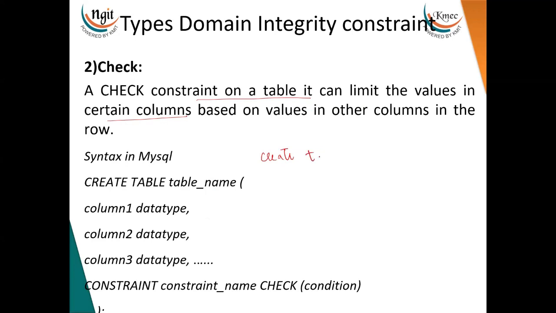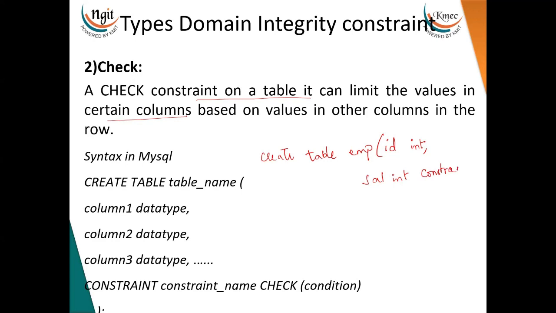Create table employee. Let the attributes for employee be ID, and the type is integer because the values for ID must be integers, comma, and another attribute, salary. I'm applying a constraint for this salary column. So what is the syntax we have?